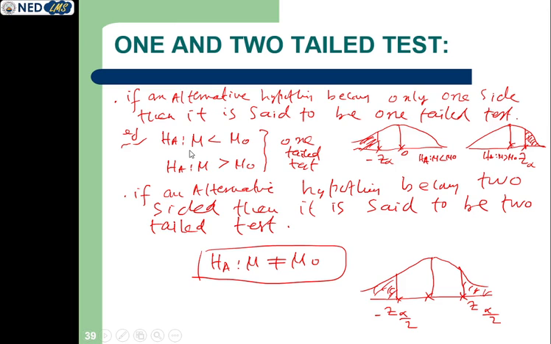Now what is the one tail, one-sided test? If we are going to check only mu less than mu naught, or we are going to check mu greater than mu naught, then this is said to be the one tail test, because, student, we are going to check only one tail. See this graphically.